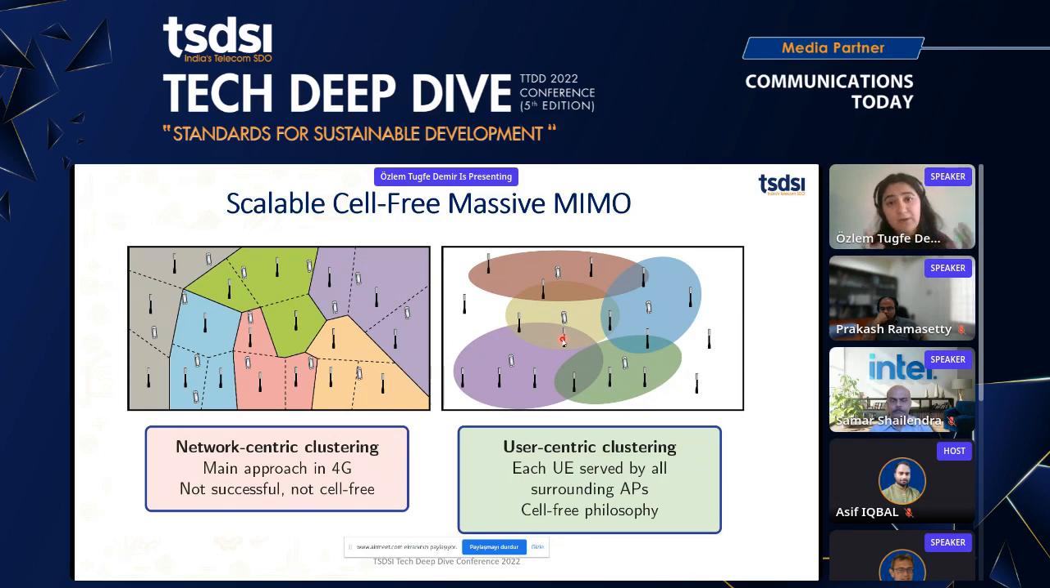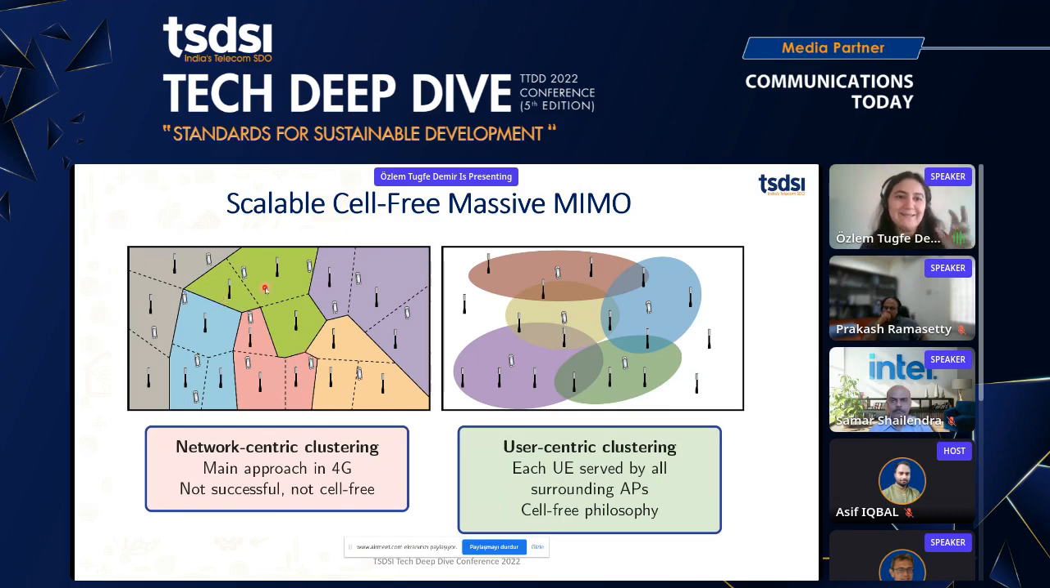But the thing is that now scalability is the problem, because in the traditional cellular structure, they were inherently scalable. But now we are saying that if all access points serve all users, it is of course not a scalable network. But the first thing we can do is a network-centric clustering, as done in the 4G attempts. It was the main approach, but not successful from the cell-free perspective.